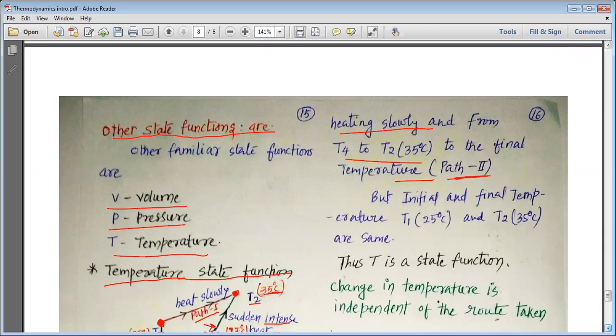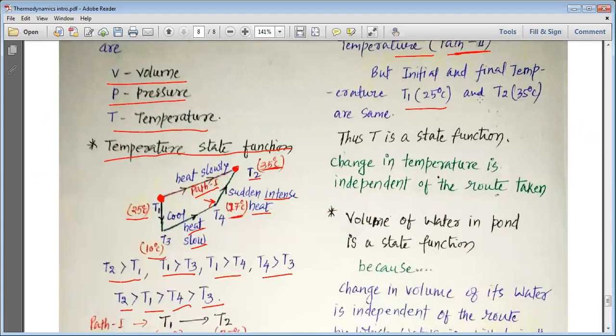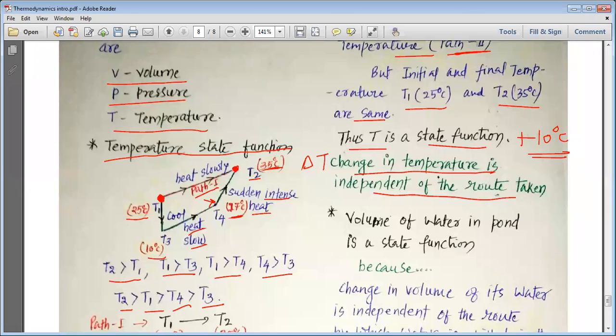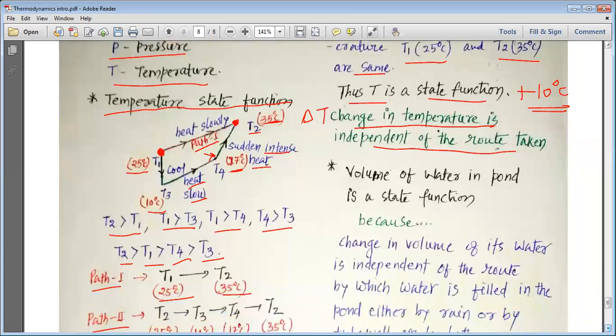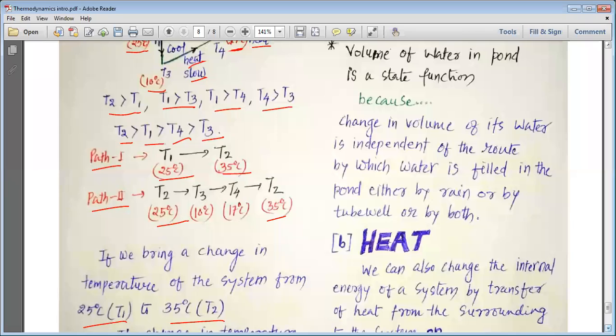But the initial and final temperatures, that is T1 and T2, are the same for both paths. Thus T is a state function and the total change in temperature is plus 10 degrees centigrade. The final temperature change you will find is plus 10 degrees centigrade, whether you choose path 1 or path 2. So the change in temperature, that is delta T, is independent of the route taken, and that is why we can say that the temperature is a state function.